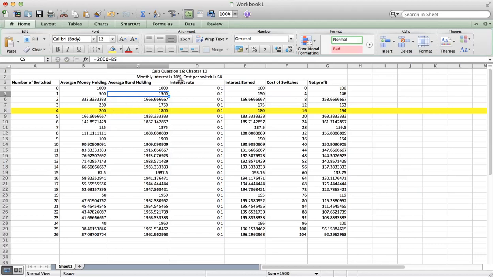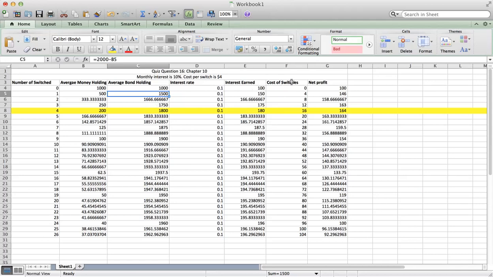Now, you earn interest on the bond. In our example, we assume that you earn 10% interest rate on these bonds. So 1,000 multiplied by 10%, you get 100 in interest. 1,500 multiplied by 10%, you get 150. And so forth. So you get here the interest earned, and it's going up.